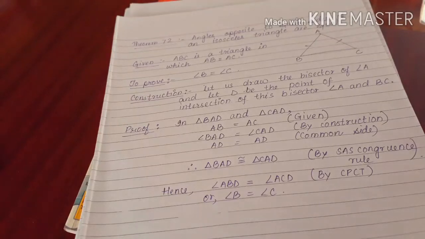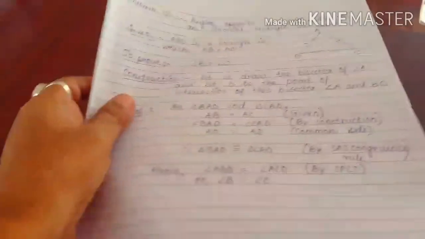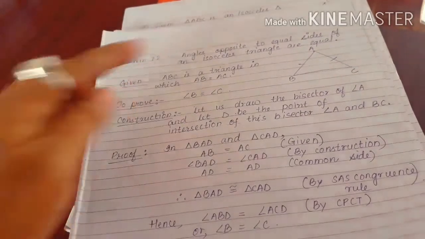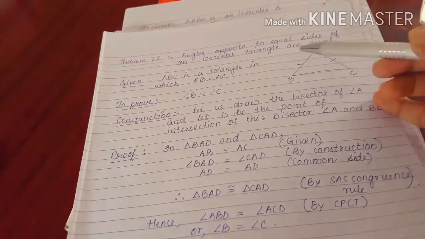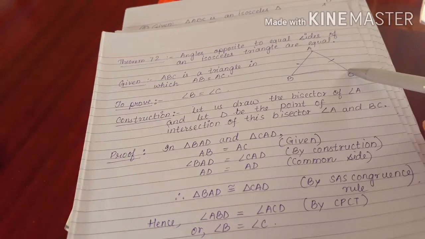Students of class 9. So today I'm going to discuss the next topic, and I will start with the theorem. This is theorem 7.2. As you can see, what is written in this theorem? Angles opposite to equal sides of an isosceles triangle are equal. So you know what an isosceles triangle is? An isosceles triangle is a triangle in which two sides are equal. Okay, so two sides are of equal length.